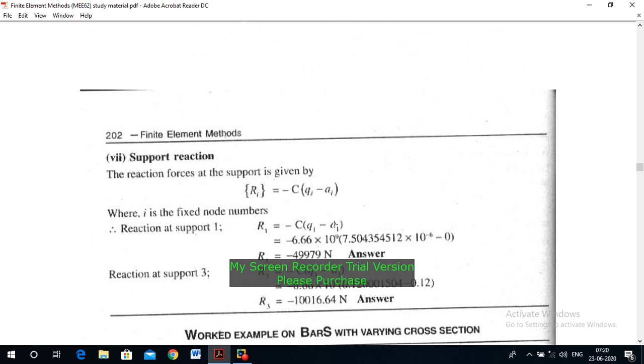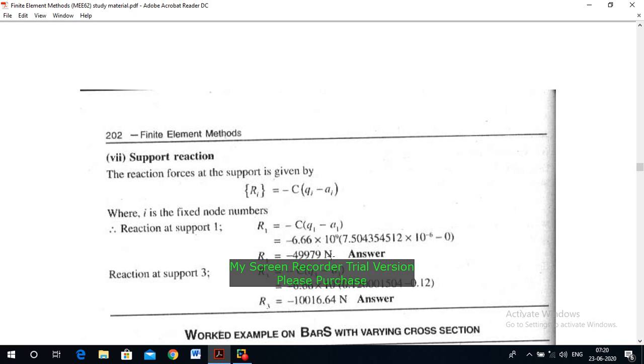And lastly, the support reaction by the penalty approach method. Therefore the reaction forces at the support are given by R1. This is the standard formula, minus C into Qi minus Ai, where i is the fixed node numbers for support reaction. Because node 1 and node 3 are fixed, wherever the fixed ends are there, always we need to find out the support reaction in case of the penalty approach method. That is R1 is equal to minus C into Q1 minus A1. We know C is already minus 6.66 into 10 power 9, and Q1, the nodal displacement at node 1, is 7.5 into 10 power minus 6, and A1 is 0.